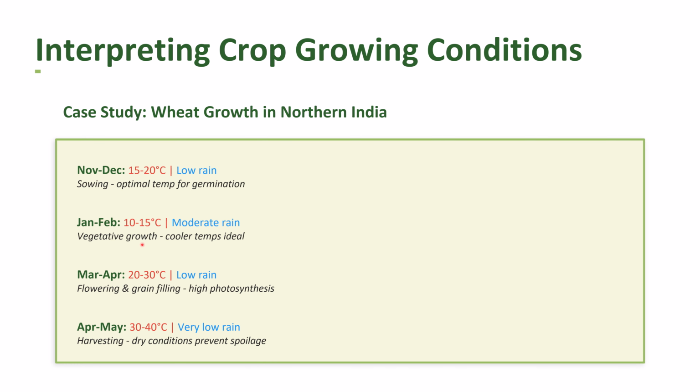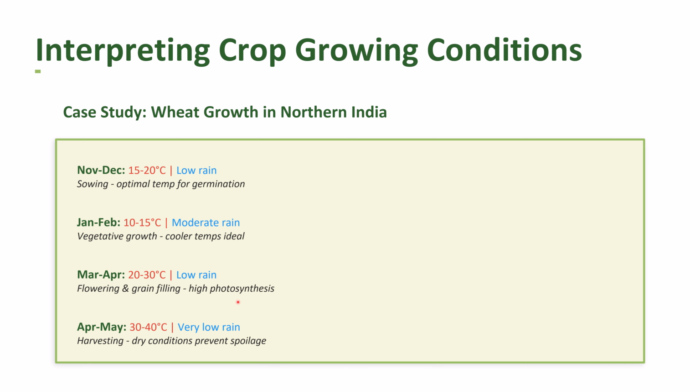January to February. As the plants grow their leaves, the temperature drops to 10 to 15 degrees centigrade with moderate rain. These cooler temperatures are ideal for this stage of growth. March to April. Now the plant needs a massive energy boost. The temperature rises to 20 to 30 degrees centigrade, as we saw in our optimal condition chart.